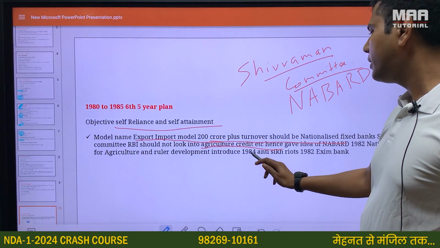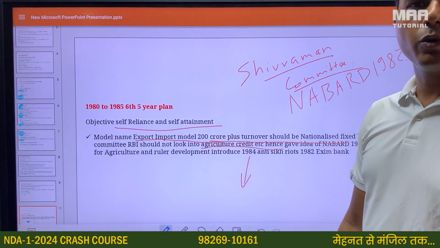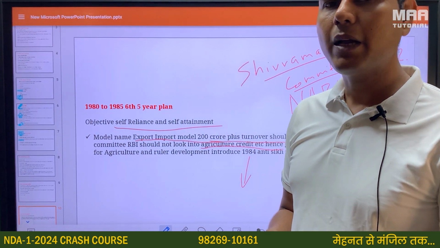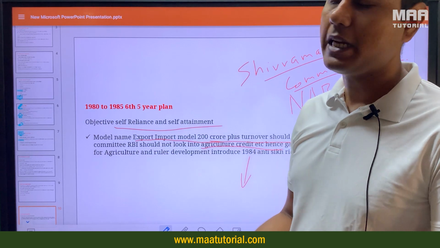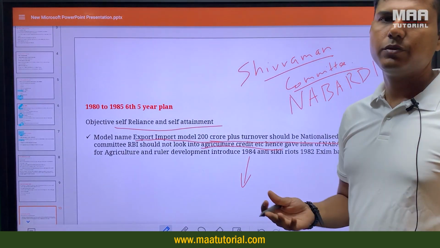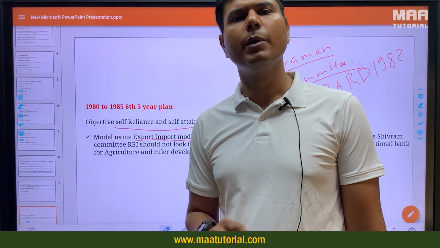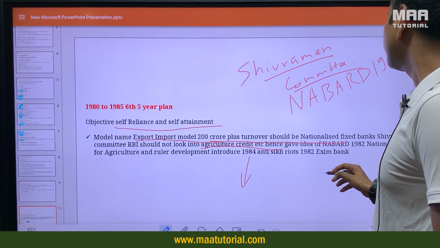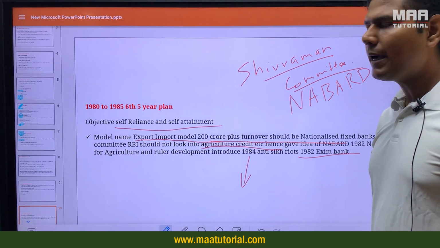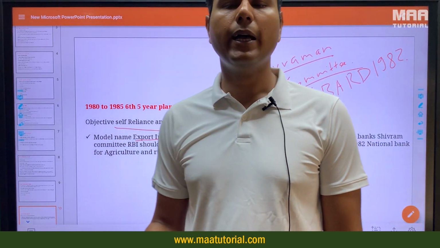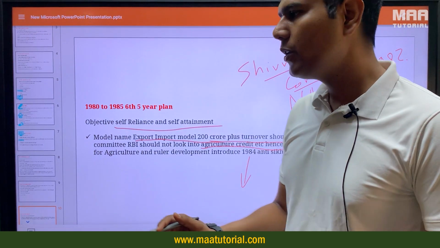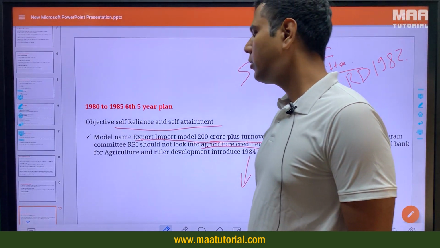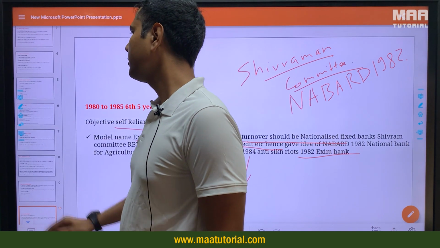Unfortunate incidents of 1984 riots also took place in our country because Srimati, then Prime Minister Indira Gandhi ji was also assassinated, and unfortunately a lot of Sikh people had to face the brunt because of some political and unfortunate circumstances. In 1982, Exim Bank was also made. See, the name is Export Import Bank. So in order to facilitate export and import, Exim Bank was also formulated.